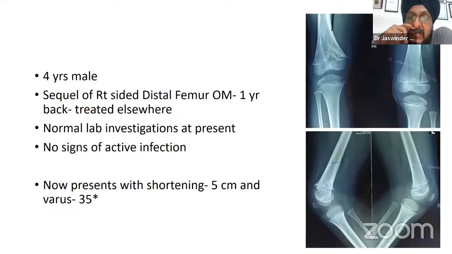At presentation to us, he had normal lab investigations. The ESR and CRP were normal, the counts were normal, and on clinical examination there was no sign of active infection. The knee range of movement was almost full. The problem was that his father said he has shortening of the right lower limb with a deformity. We calculated the deformity. It was a 35 degree distal femoral varus deformity, and there was a shortening of 5 centimeters.